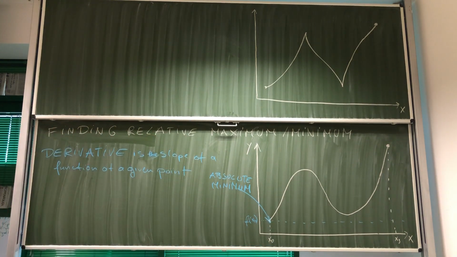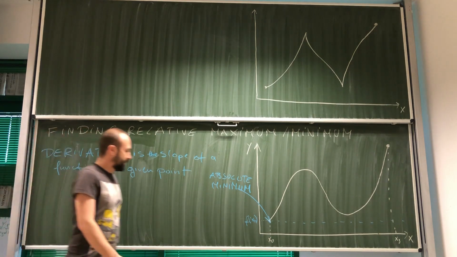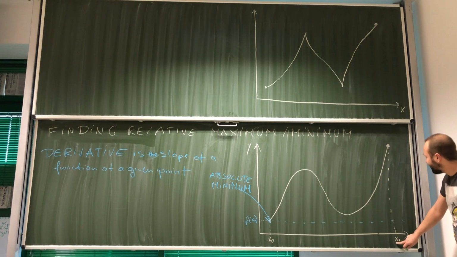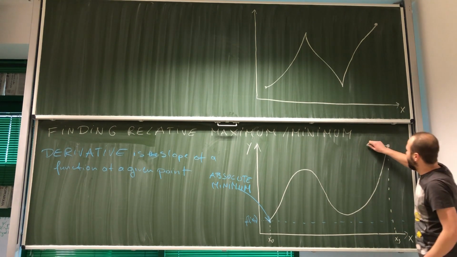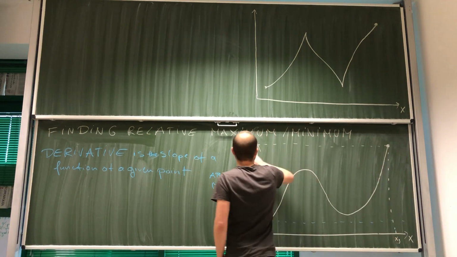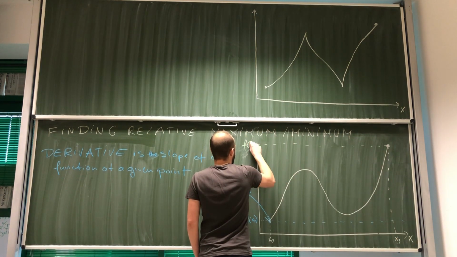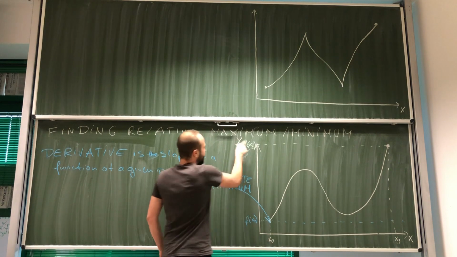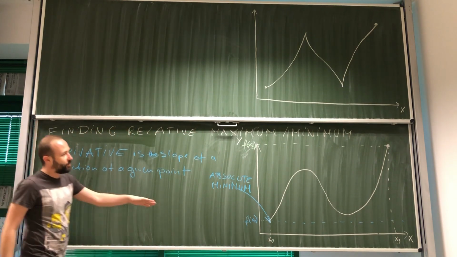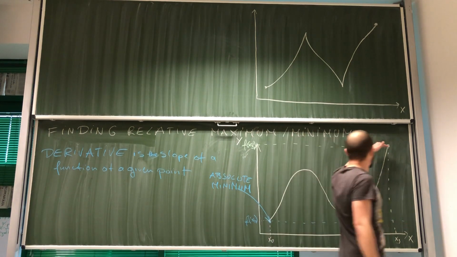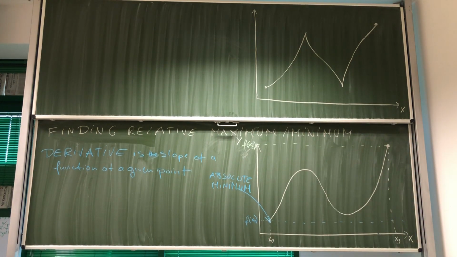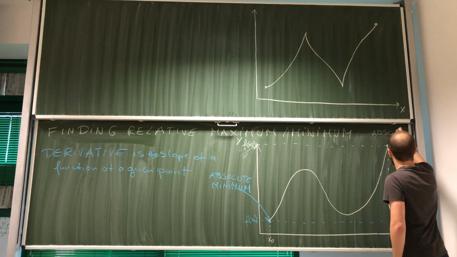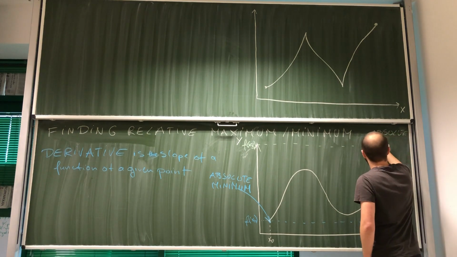By the same token, the point x3 gives us the value of the function f of x3. What can we say now about this point? This point lies higher than any other point in the domain. So what are we going to call it? We're going to call it the absolute maximum.